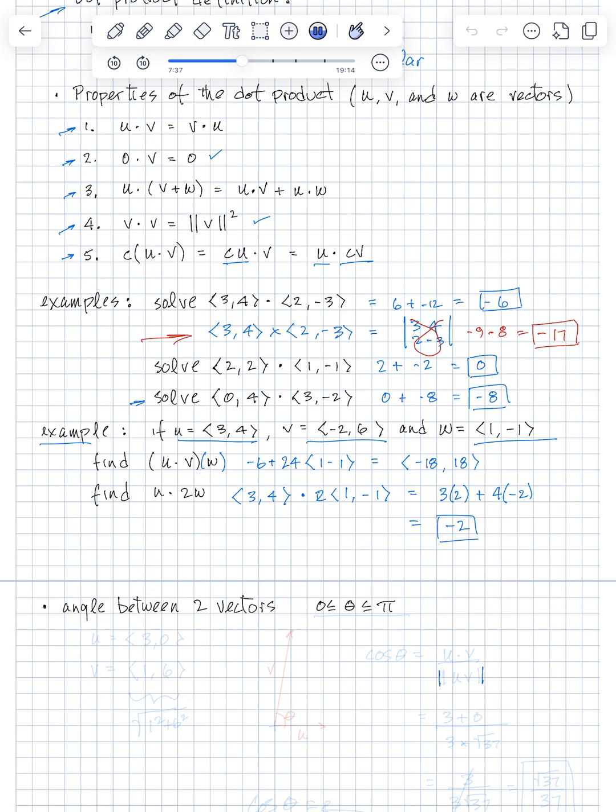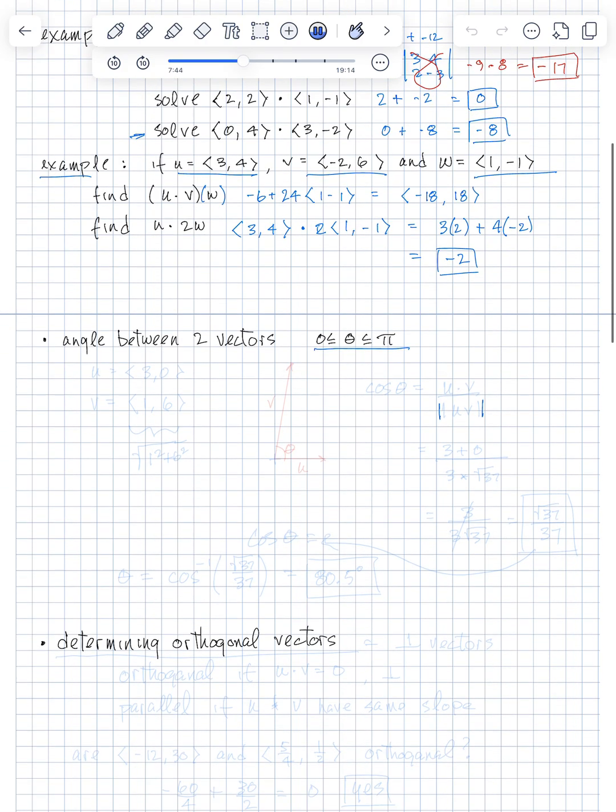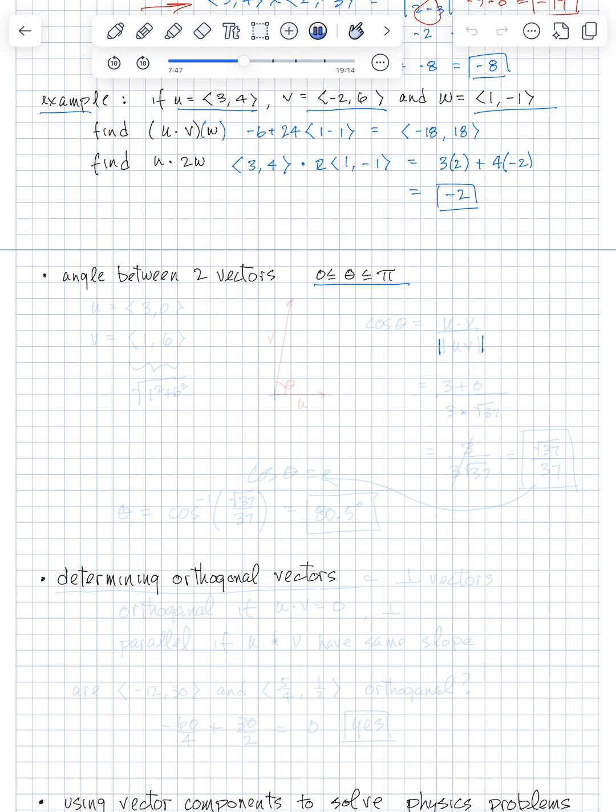Okay, now we want to find the angle between two vectors, and the angle has to be between 0 and pi. Let's say vector U is 3, 0, and V is 1, 6. We want to find the angle between these two. Let's first plot them. So here's our origin. U is 3, 0. I'll do it in red.